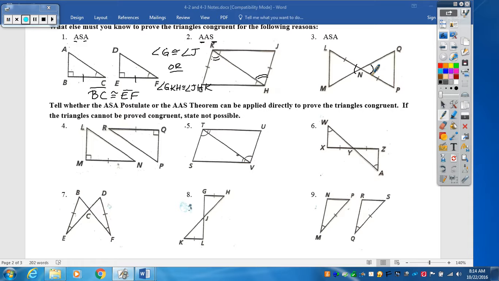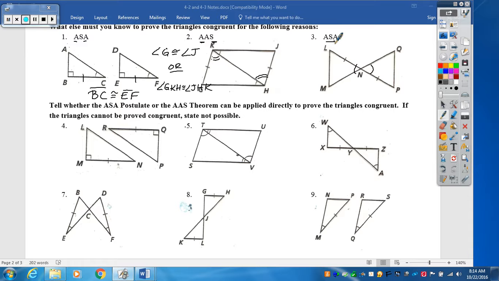The one thing I've tried to stress to you guys is that all proofs have a certain flow to them. They have certain characteristics, and if you see those characteristics, it should pop out to you right away. From there, what other angles would I have to prove congruent? Because right now I have an angle and a side. What other angle would I have to prove congruent to use angle, side, angle?